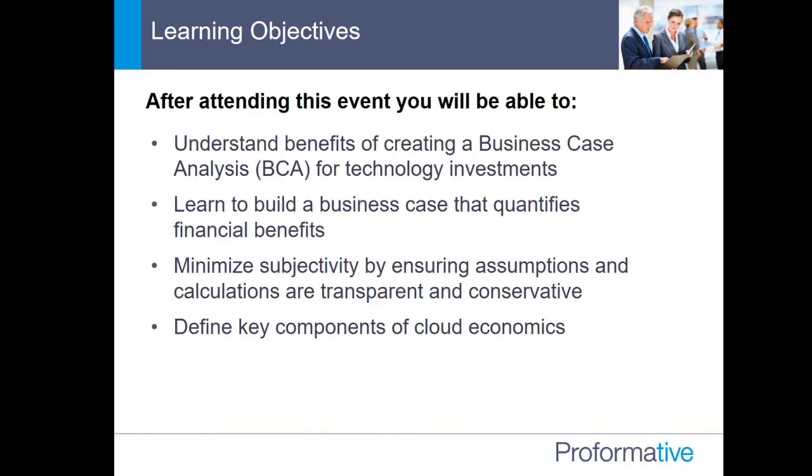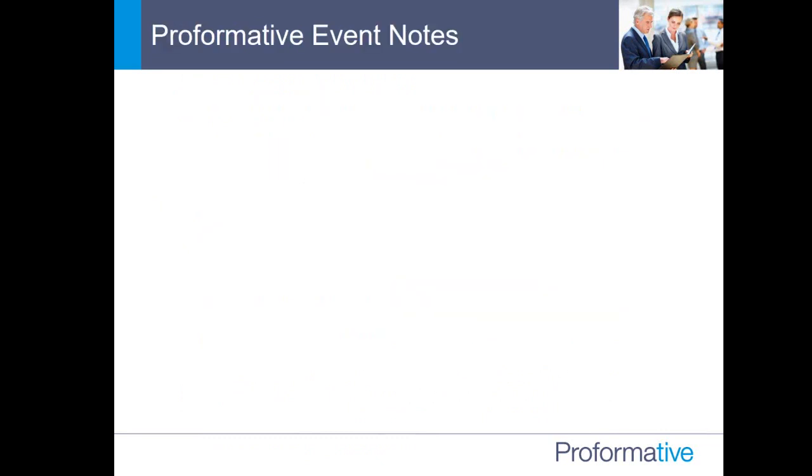We have a number of learning objectives for today's event. Number one, understanding benefits of creating a business case analysis, or BCA, for technology investments. Number two, learning to build a business case that quantifies financial benefits. Number three, minimize subjectivity by ensuring assumptions and calculations are transparent and conservative. And number four, define key components of cloud economics. So that's a lot of ground to cover, and we'll get started on that in just a few moments.